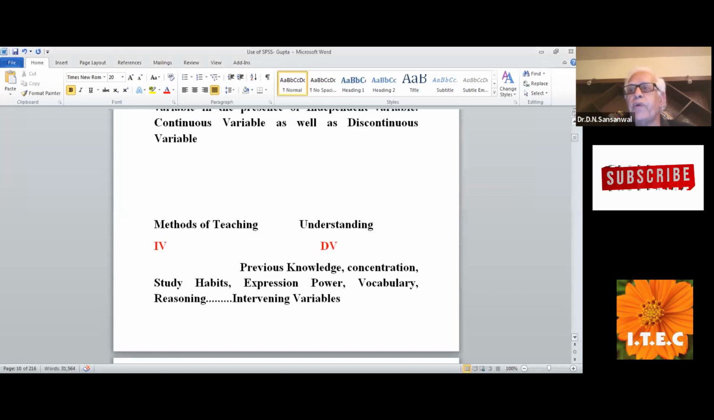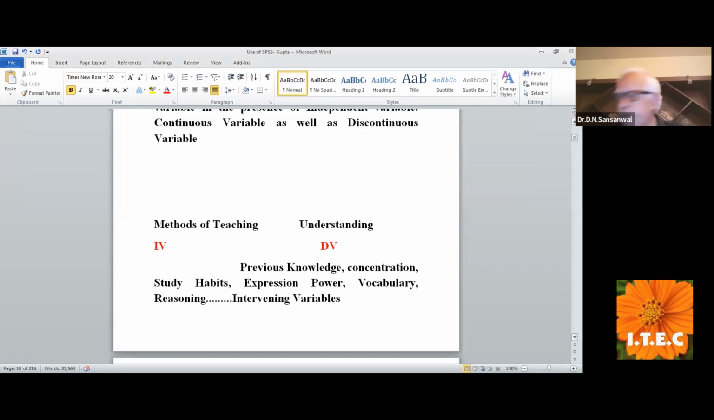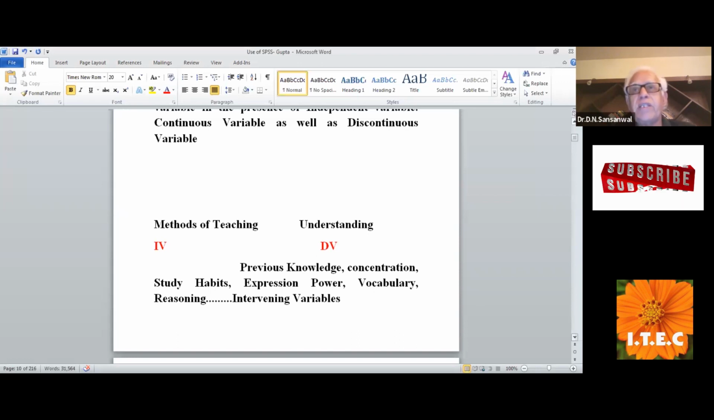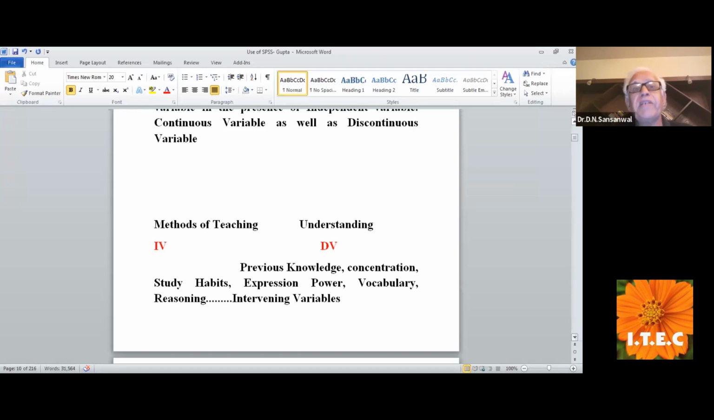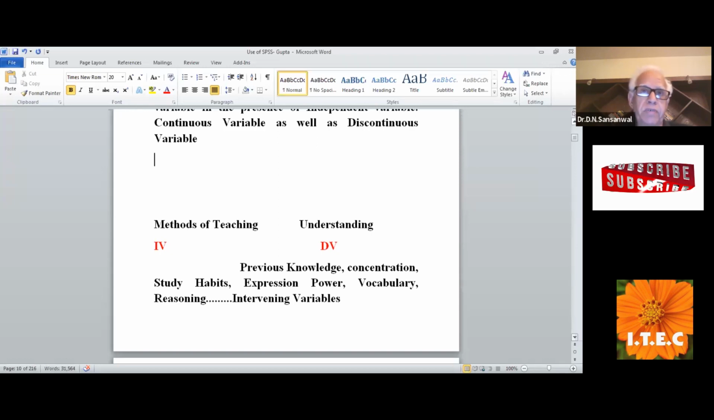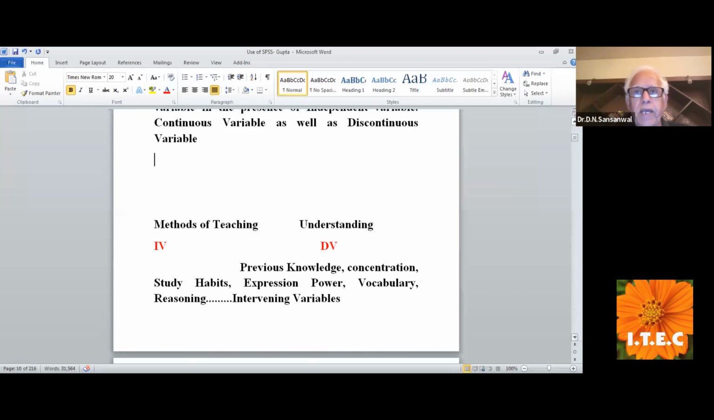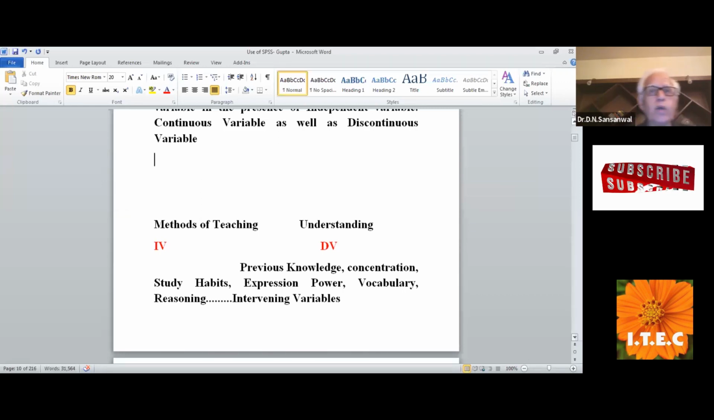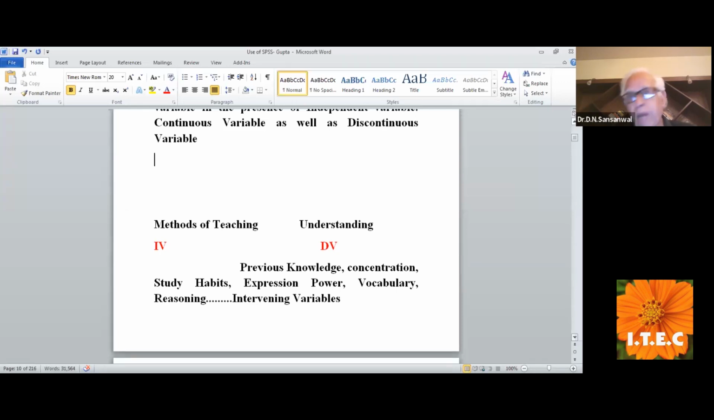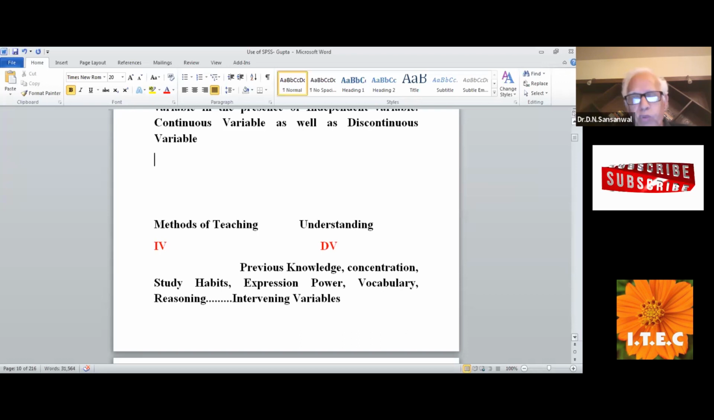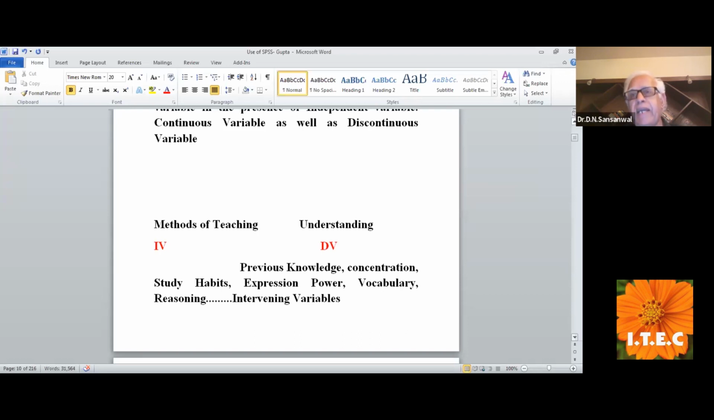So therefore, let me tell you that this is a wrong concept. Mixed research is a wrong concept. But in one particular research, you may collect data which will be qualitative data and quantitative data. But you have to analyze them separately. You cannot combine and analyze it. And I'll give you examples.